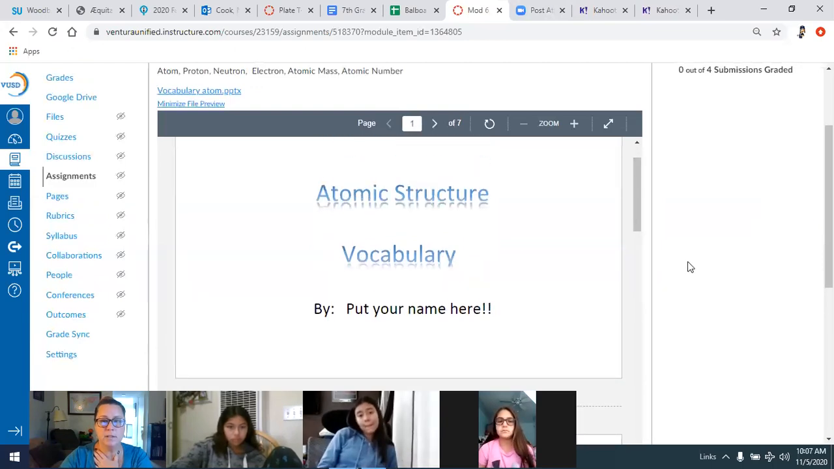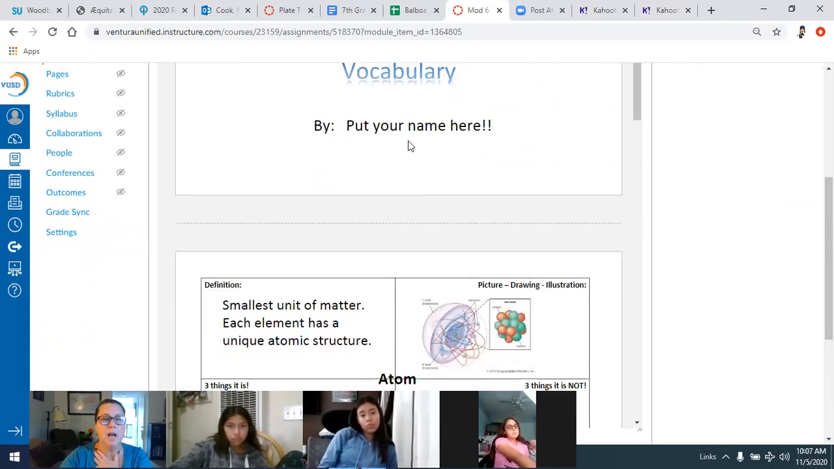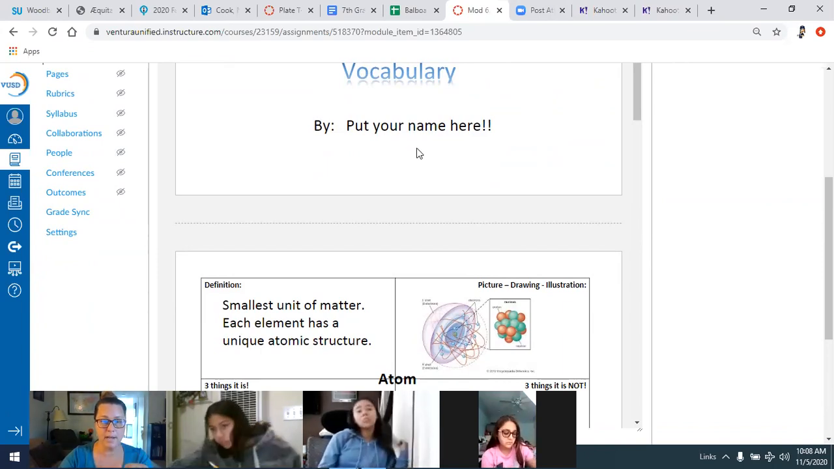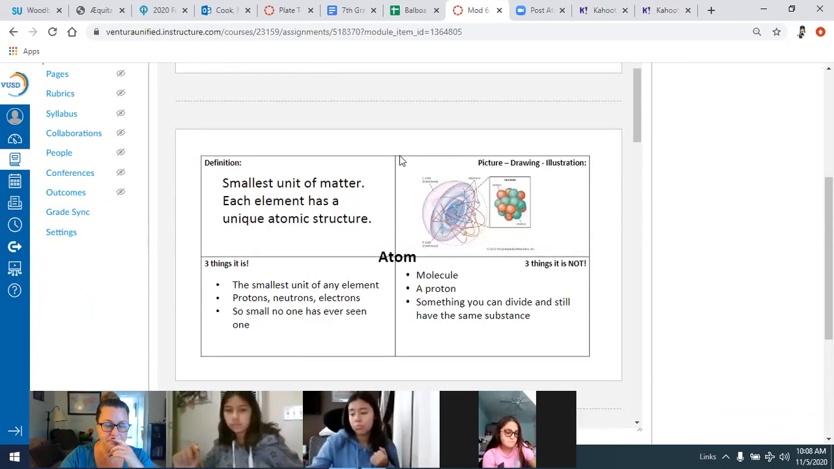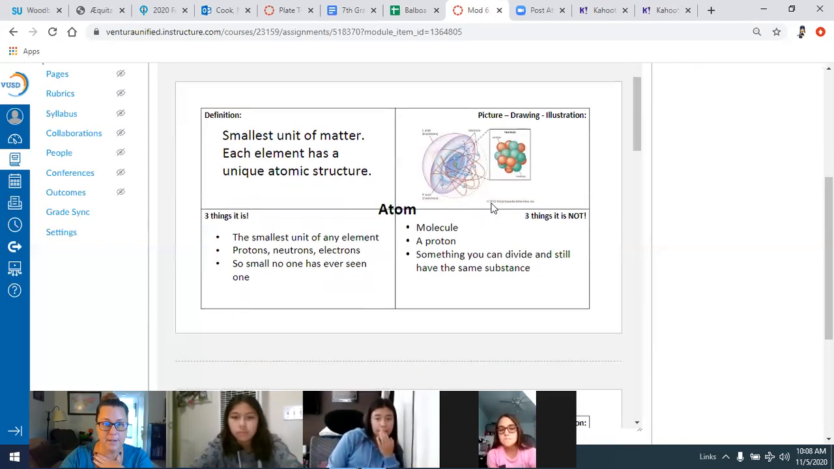So the first thing that you're going to do when you do this assignment is put your name right here. How do I know that? It says put your name here, right? There are some terms that you guys are going to go over, and we went over all of them already. They should all be on your periodic table note paper. And this is an example of what you're going to do. The definition here is for an atom. So you're going to put the definition in for an atom. You're going to either draw me a picture or take one off of the internet, and post a picture in here.